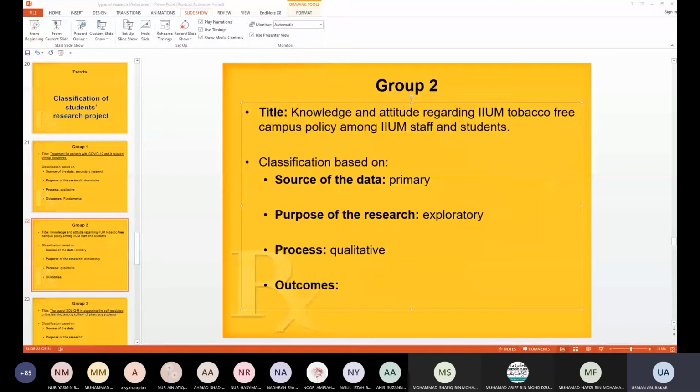Is it basic or applied? I think it's fundamental, basic. Okay, all right, very good, correct.